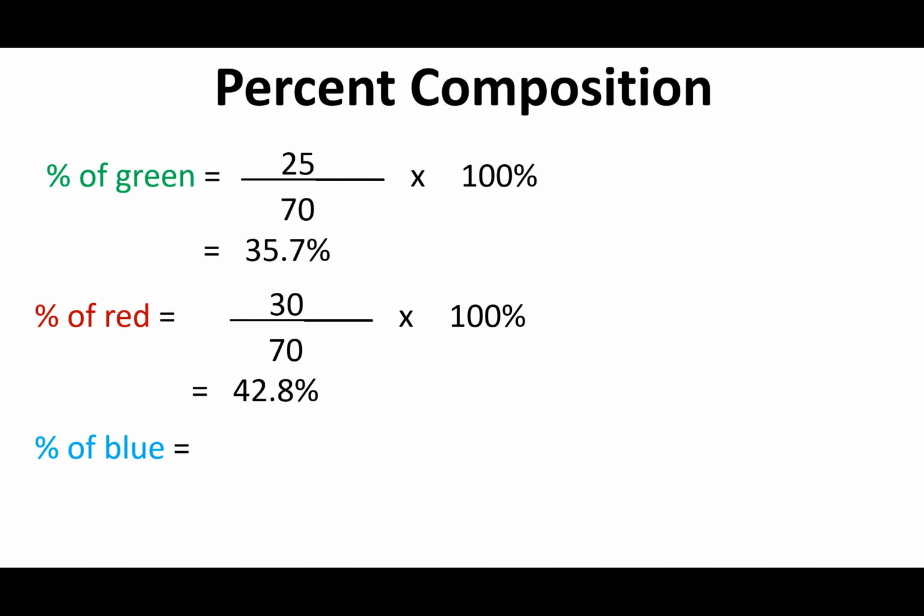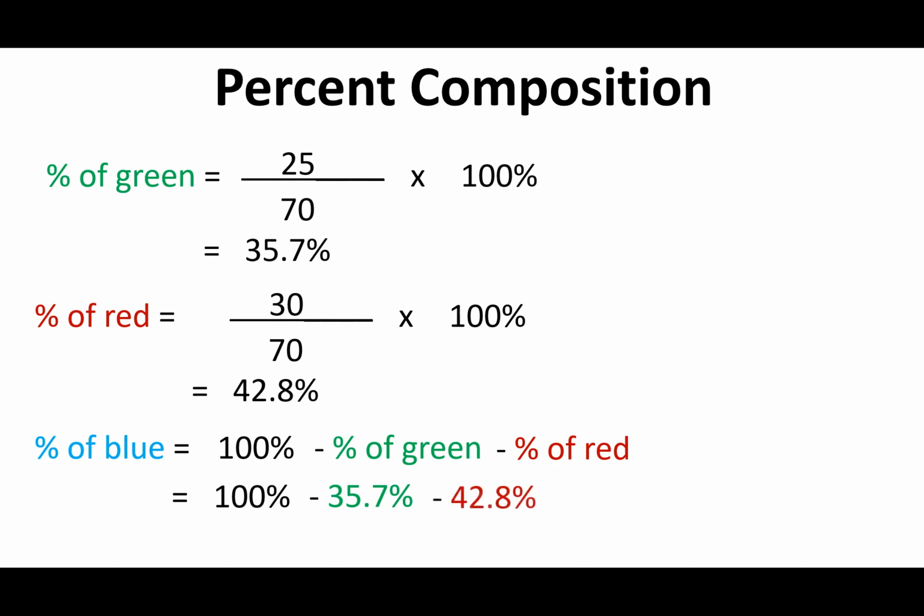To get our blue, we can continue with this method, or we can just say, well, we'll take our total, which was 100%, and we'll subtract off our two answers. So our two answers like that, and so our percentage of blue is 21.4. So you can do the final one like that, or you can just follow through with the previous format.